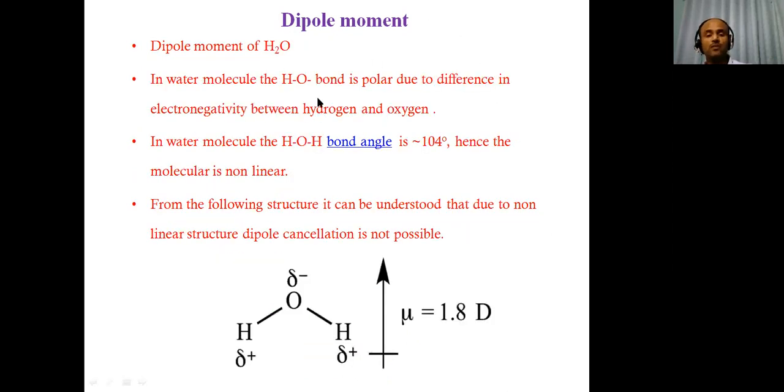Dipole moment in water. The dipole moment in water is non-zero because water is a non-linear molecule. It is V-shaped. Therefore, it is having a dipole. It is oriented in this way, towards oxygen because oxygen is electronegative, and the value of dipole moment in water is 1.8 debye. So the question may arise, why is the dipole moment in water non-zero? Because water is non-linear. It is V-shaped, and the net dipole is the sum of the two dipoles present in the water molecule.